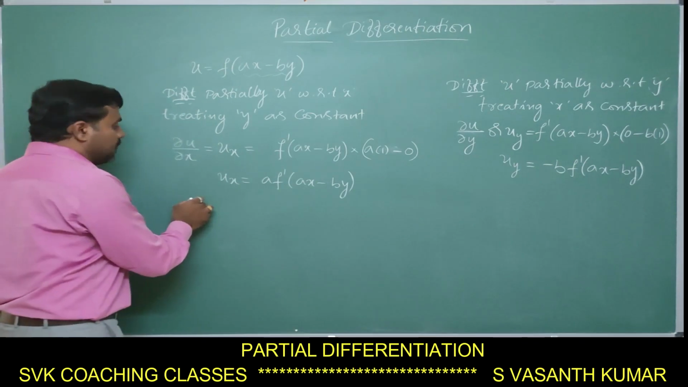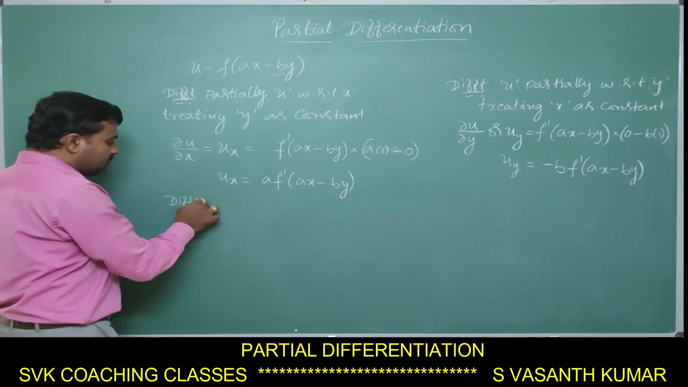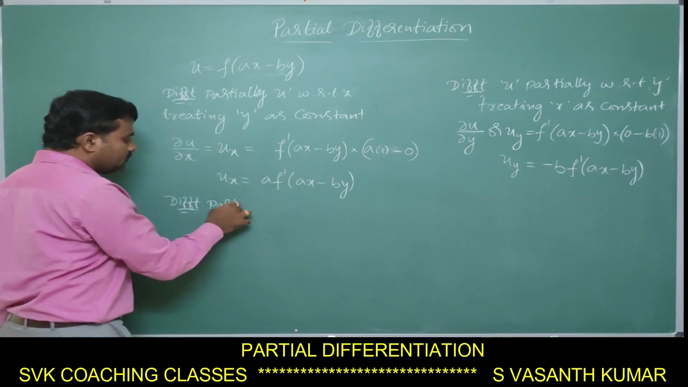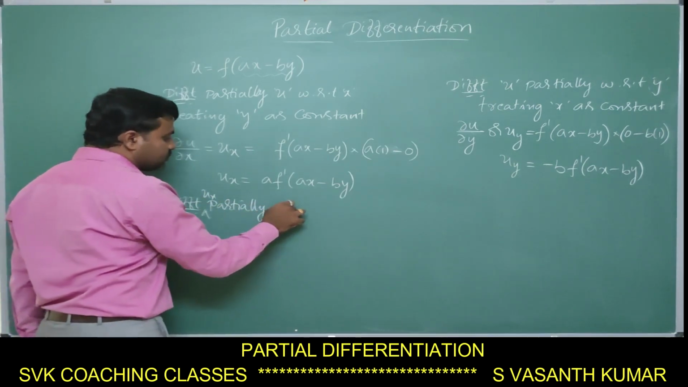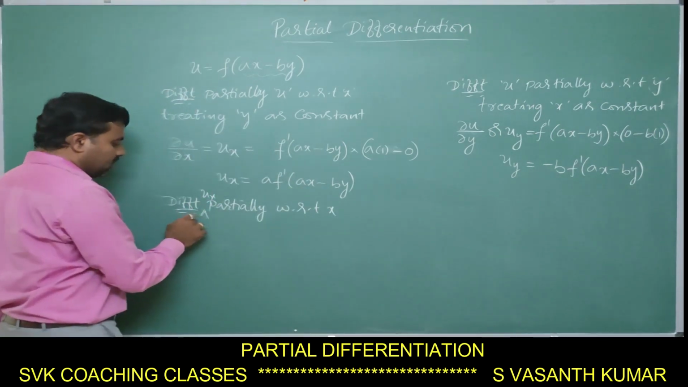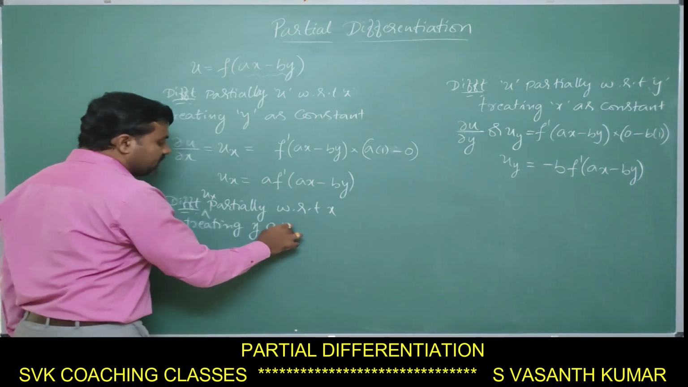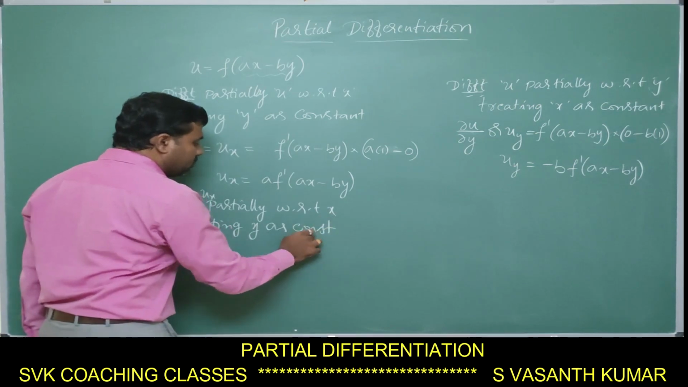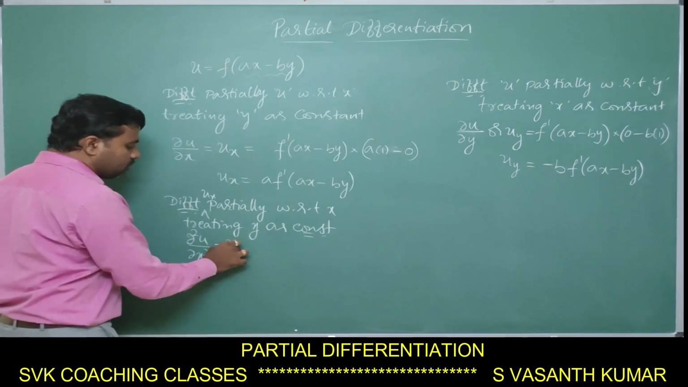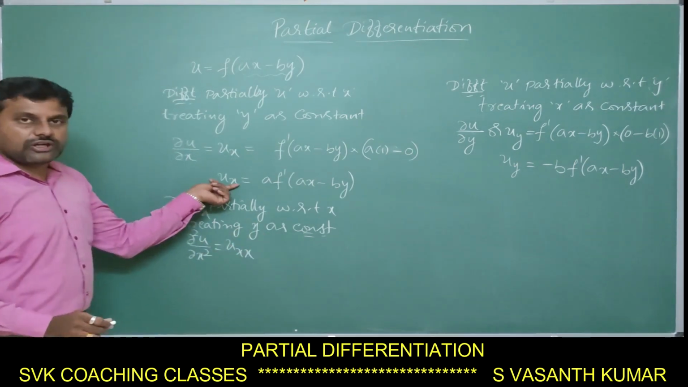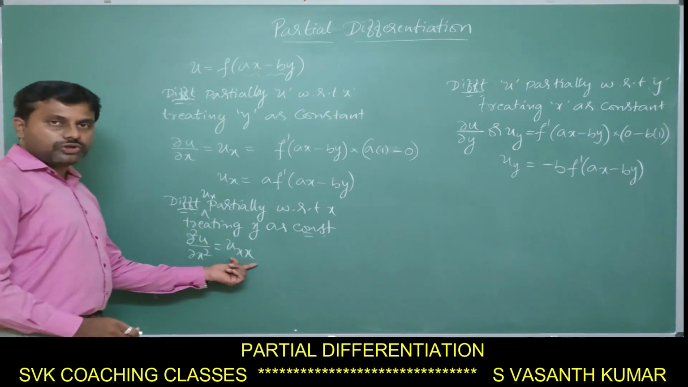Now let us see the partial derivative of ux with respect to x itself. Differentiate ux partially with respect to x, treating y as constant. What are you going to get? So that is del square u by del x square, or also denoted by uxx. If you differentiate ux partially with respect to x, it is denoted as del square u by del x square, which is equal to uxx.